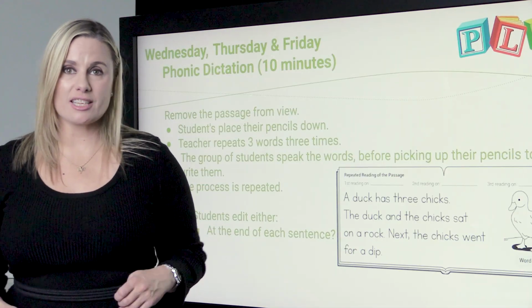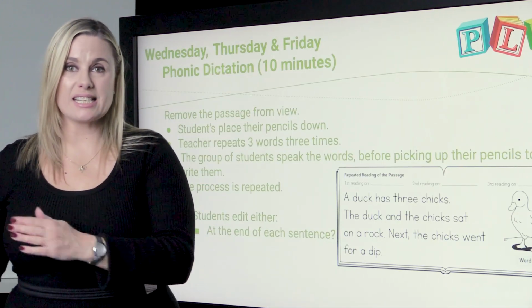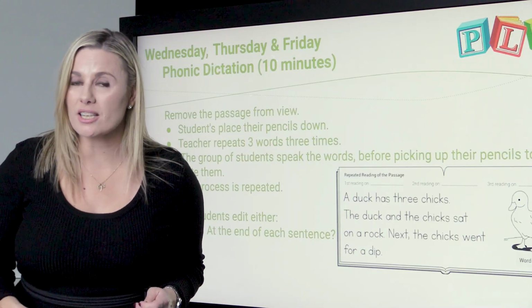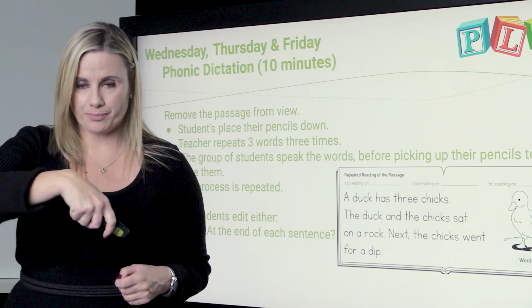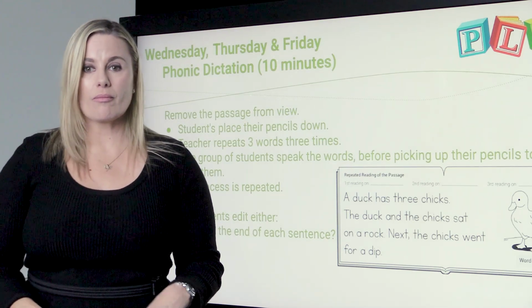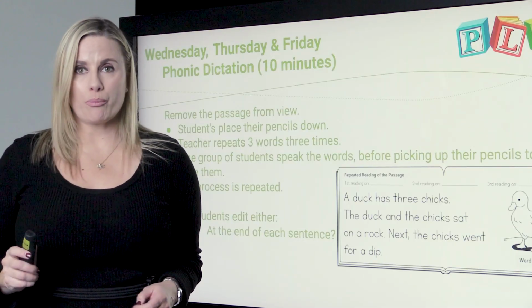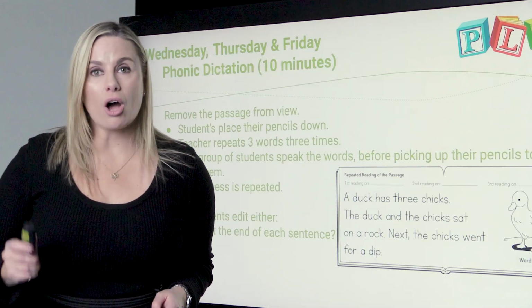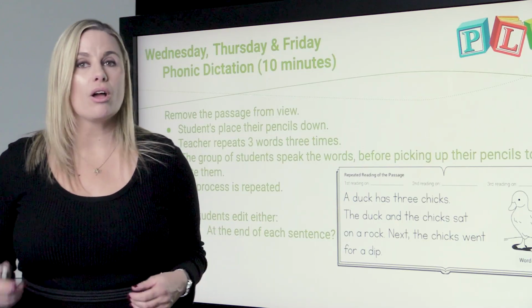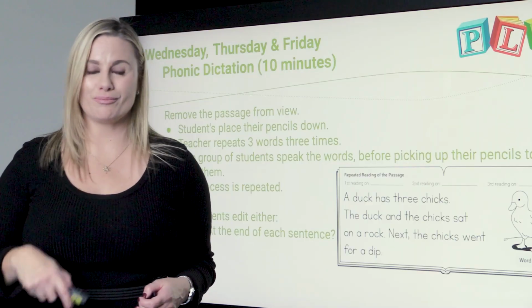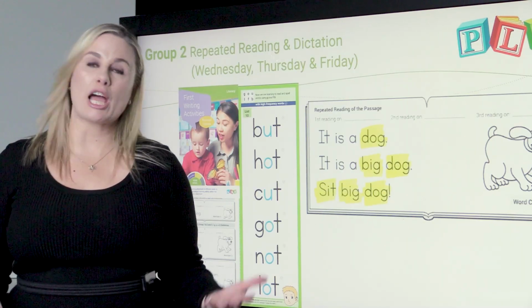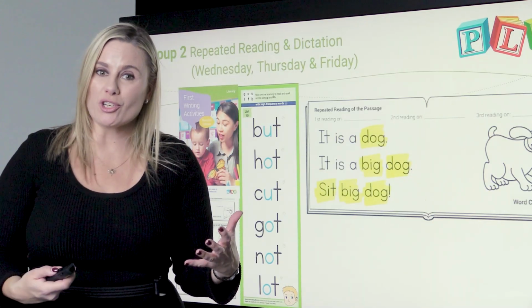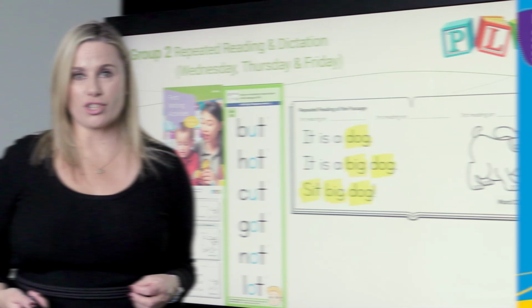The chicks sat. The chicks sat. What are you going to write? The chicks sat. Go. On a rock. Full stop. On a rock. Full stop. What are you going to write? On a rock. Full stop. Go. Group 2 is the same process. You read to decode, read for whole word reading and a bit of fluency and expression before moving into phonic dictation.